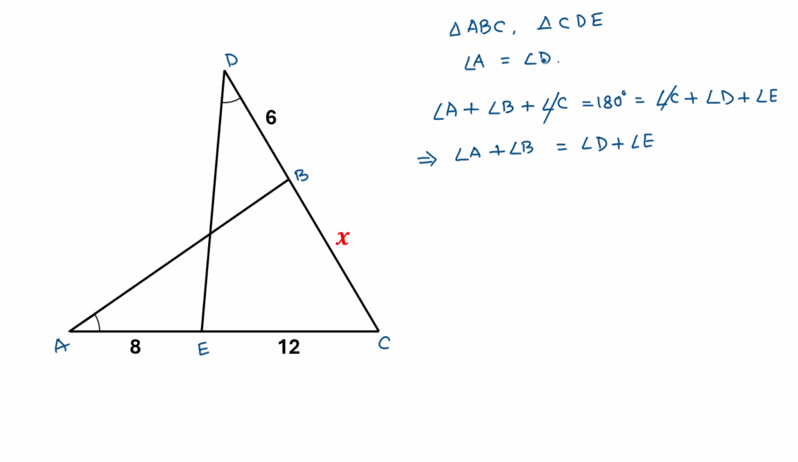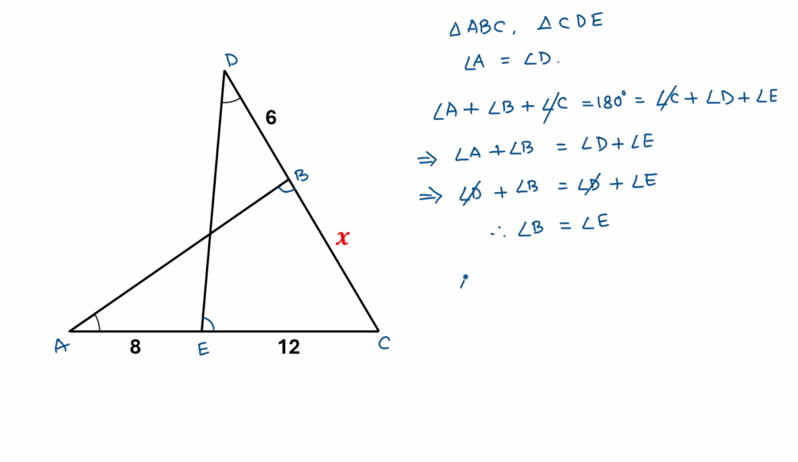But angle A is equal to angle D. So substituting angle A equal to angle D, this angle D plus angle B is equal to this angle D plus angle E. So angle D will cancel from both sides, so we can write angle B is equal to angle E. So this angle is also equal to this angle, as the three angles of triangle ABC are the same as in triangle CDE.